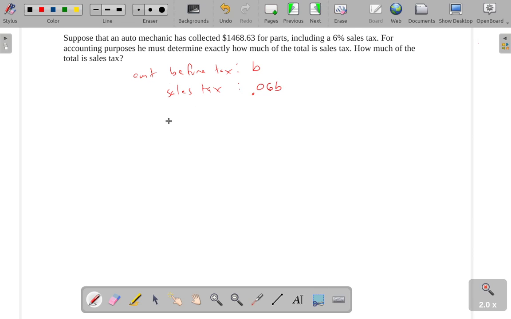So the nice thing about this is that if I know the amount before tax and I know the amount of sales tax, I can figure out what the total amount should be. So if he collected the amount before tax, he collected his sales tax, in total he has $1,468.63. Well, this is the equation that results. You might remember doing something similar from when we were doing our percent problems. If you don't remember the exact way to set them up, this would be how you'd go about it, though. Alright, so the amount before tax plus the sales tax is equal to your total. Okay, so that gives me my equation.